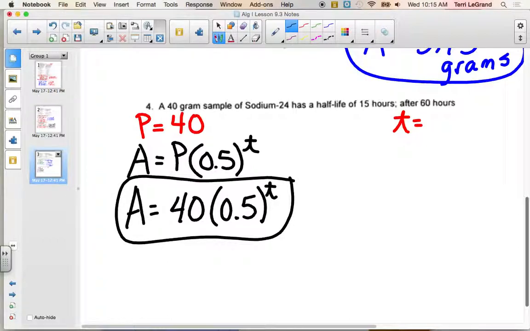There's another thing that throws students off a lot. The number that's in the substance's title is only identifying a substance. Don't worry about using it. You don't use that number. Okay, that sodium 24, the 24 is part of its name. It's not a number we're going to use.